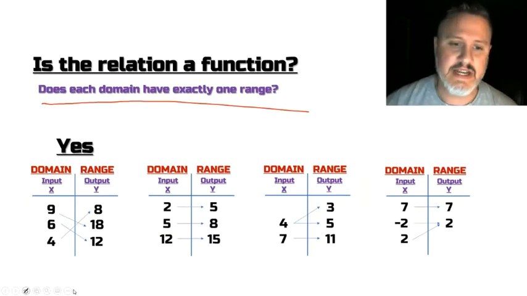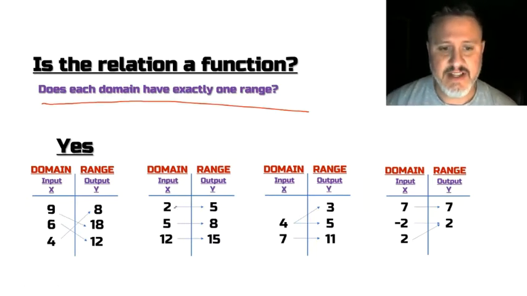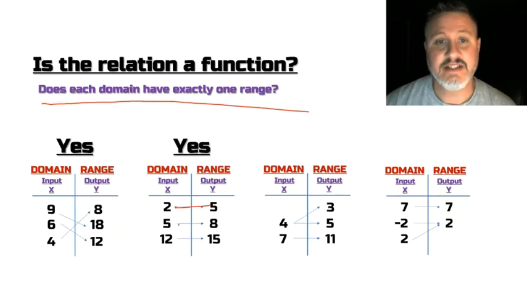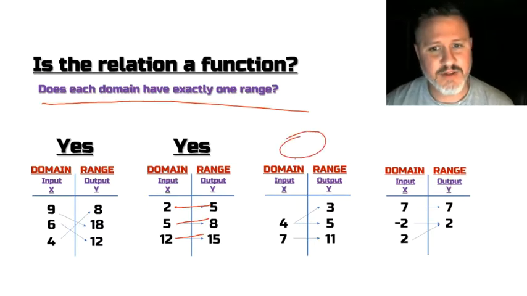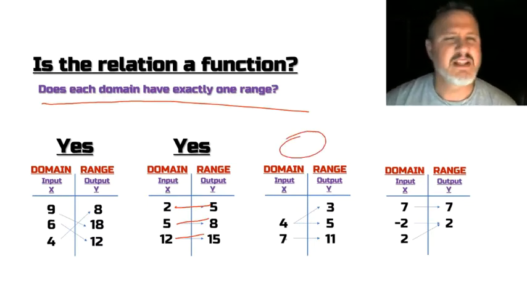All right, let's look at the next one. Does this 2 have exactly one range? Yes. Does this 5 have exactly one? Yes. And does this 12 have exactly one? Yes. And if you're paying attention, you might have saw the sneak preview of what this guy's going to be. But let's check it out.